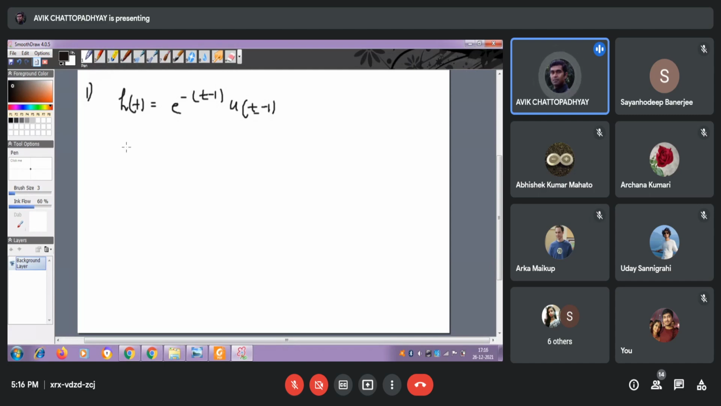the input signal that has been applied, that is x(t), is u(t) minus u of (t minus 3). Okay, this is the input, this is the impulse response for the LTI system, and we are interested to find out the y(t).